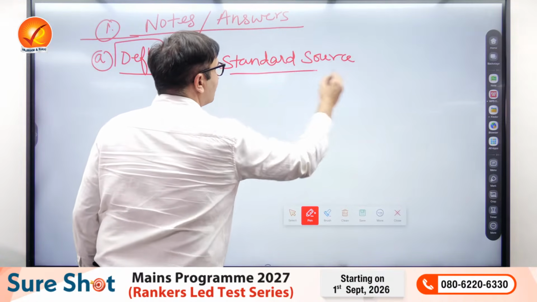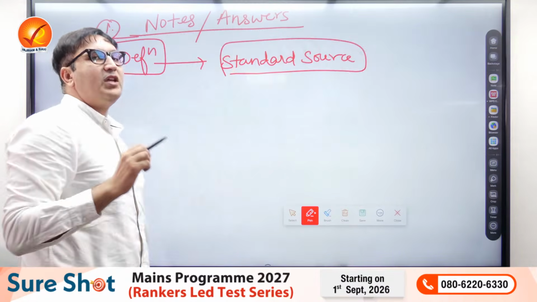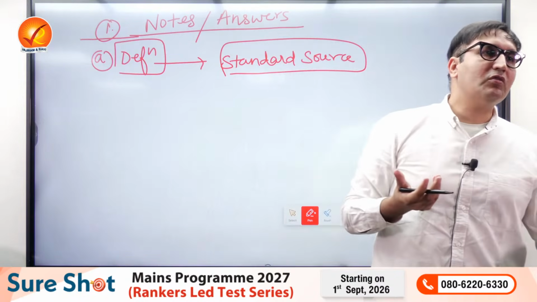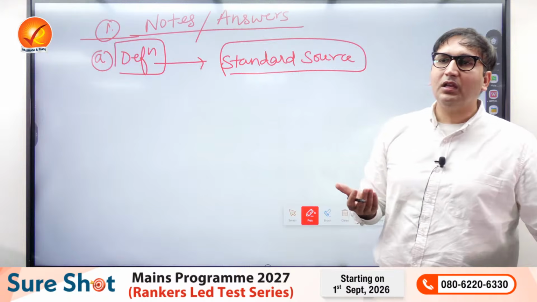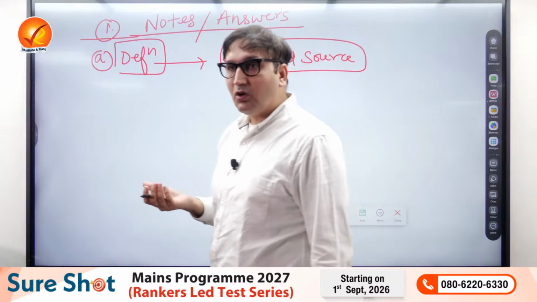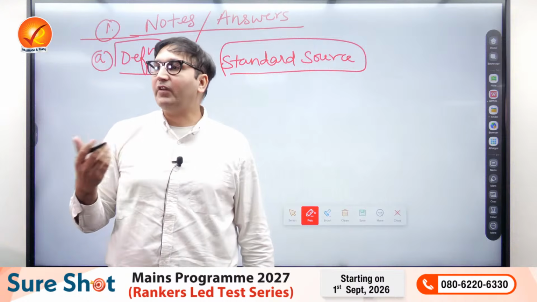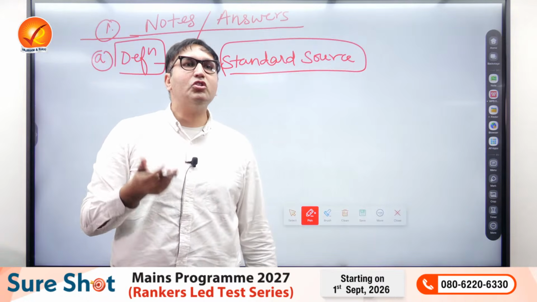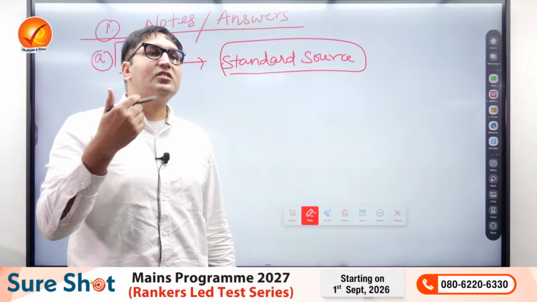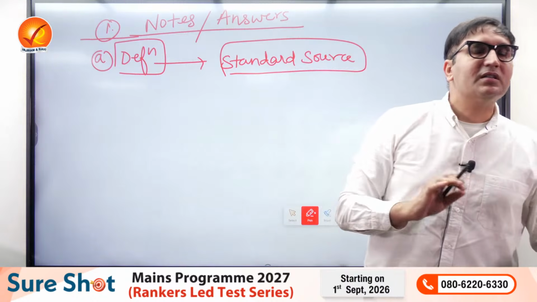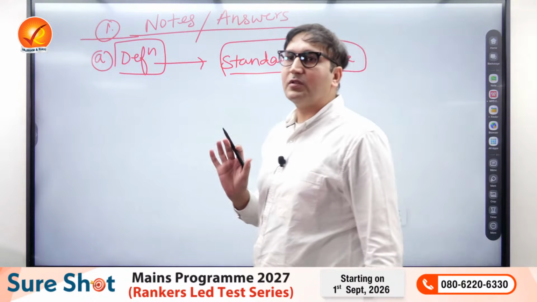Now, what is a standard source? You should be able to tell the source of the definition. If you are writing the definition of poverty, you should be able to tell that it is the definition given by Niti Aayog or World Bank. If you are writing, let us say, the definition of family or the definition of caste, you should be able to tell that, okay, this sociologist gave this definition. Are you getting the point? Standard definition as much as possible.